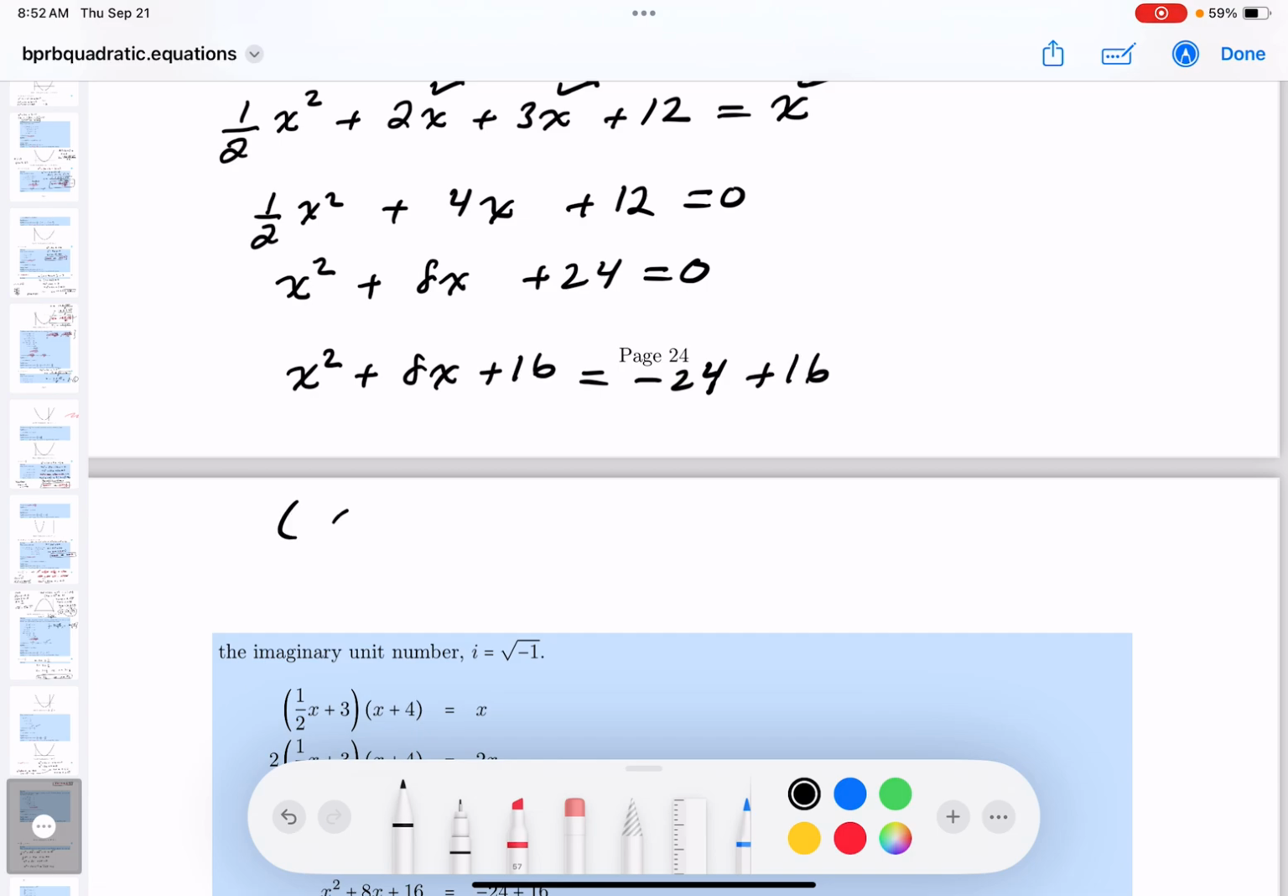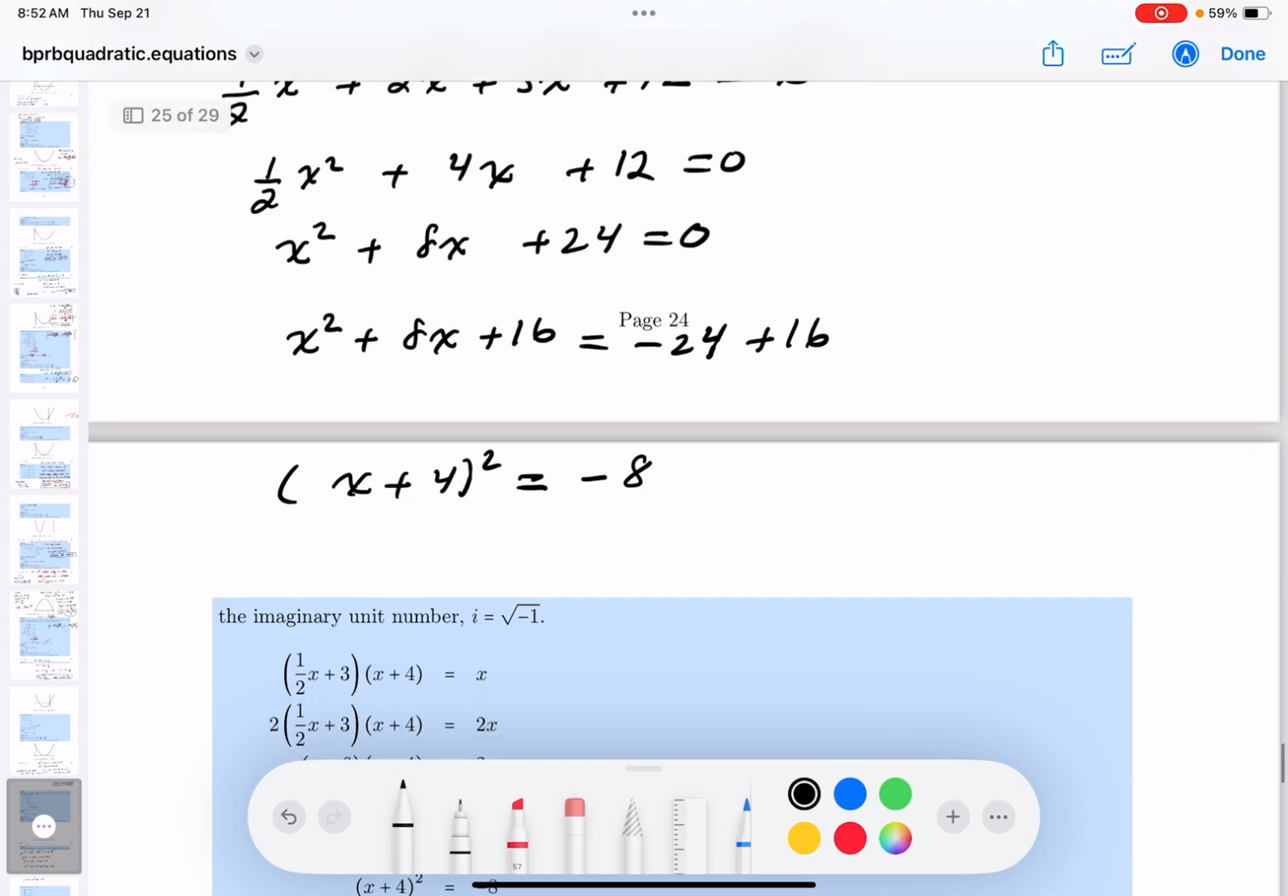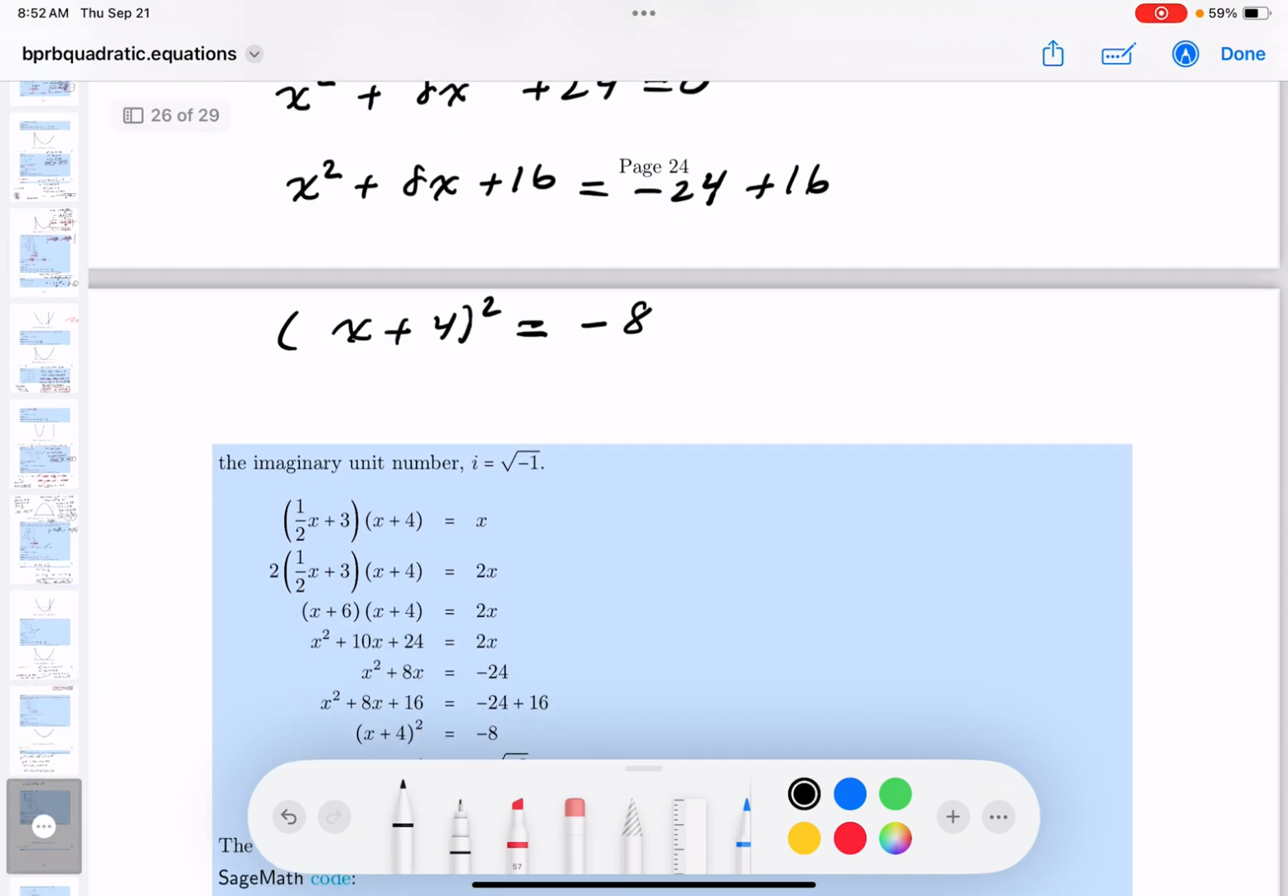On the left side, we get a perfect square, which is x plus 4, quantity squared. On the right side, what do we get? We get the number minus 8. All right, this is problematic again. Why is that? It's a complex solution. And let's write it down. X plus 4 equals plus or minus the square root of minus 8.